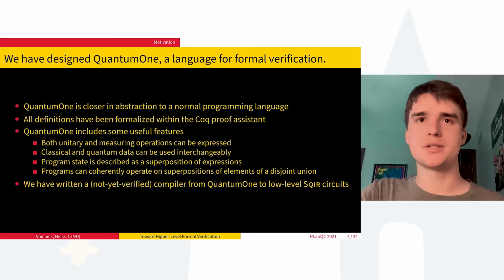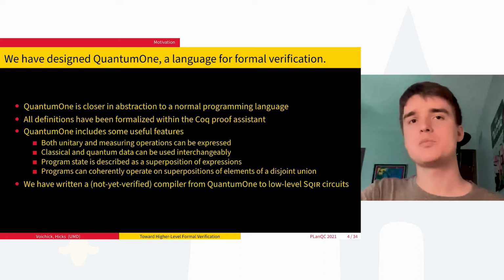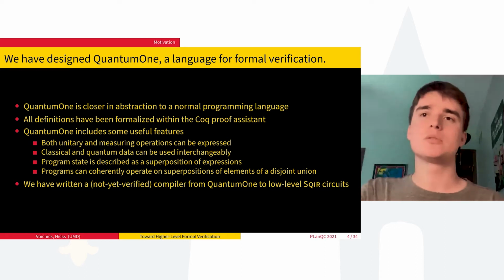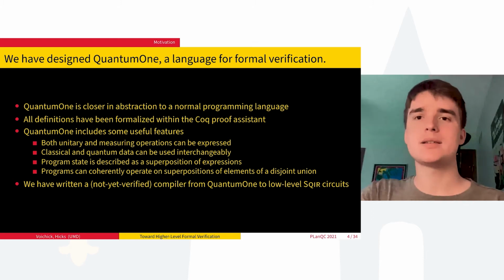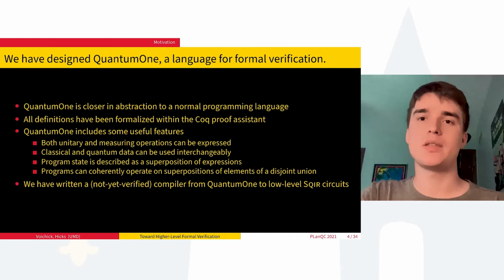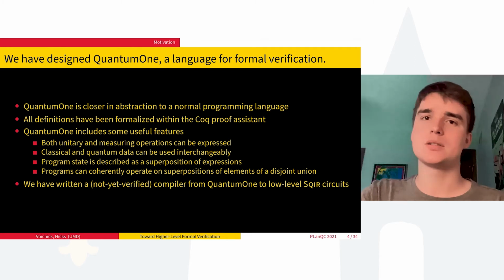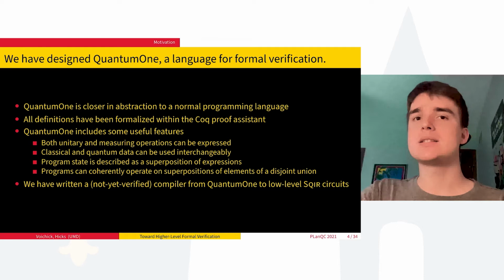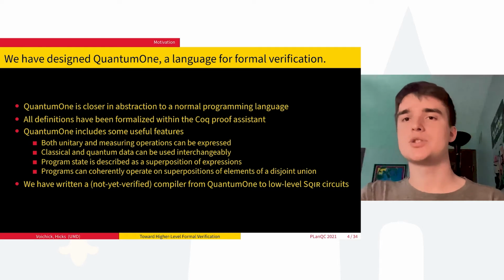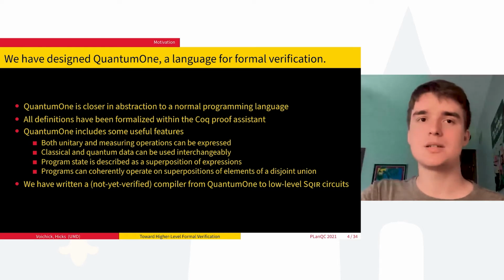To address these issues, we designed a programming language that we're calling Quantum 1. Quantum 1 is closer in abstraction to a normal programming language, and it's designed to be more amenable to formal verification. Specifically, all of the definitions that I'll go through have been formalized within the Coq proof system. This language also includes some useful features. It includes both unitary and measuring operations.